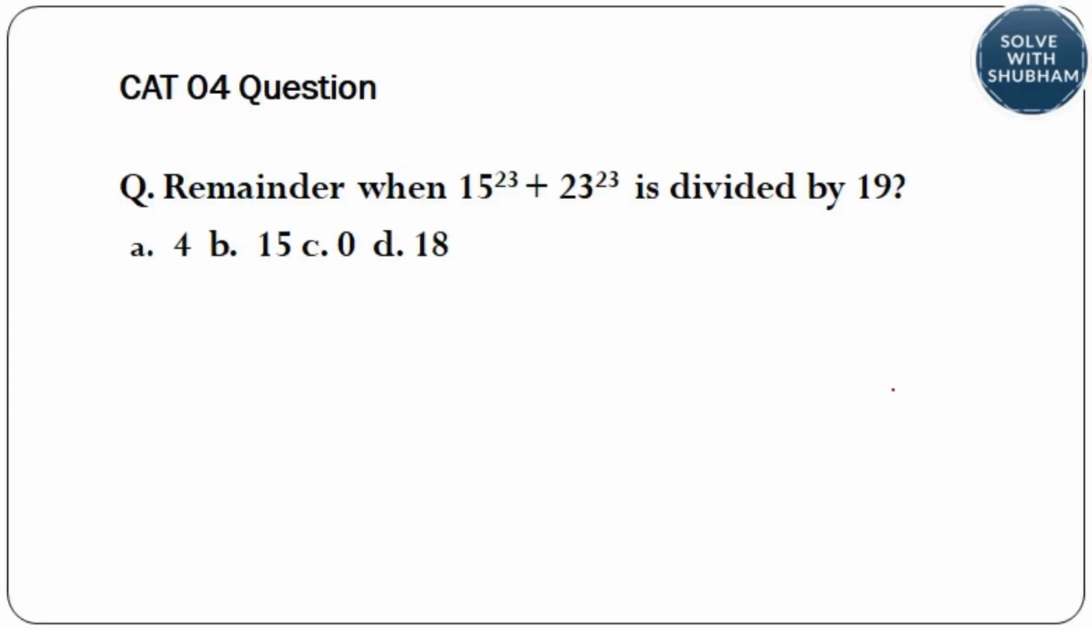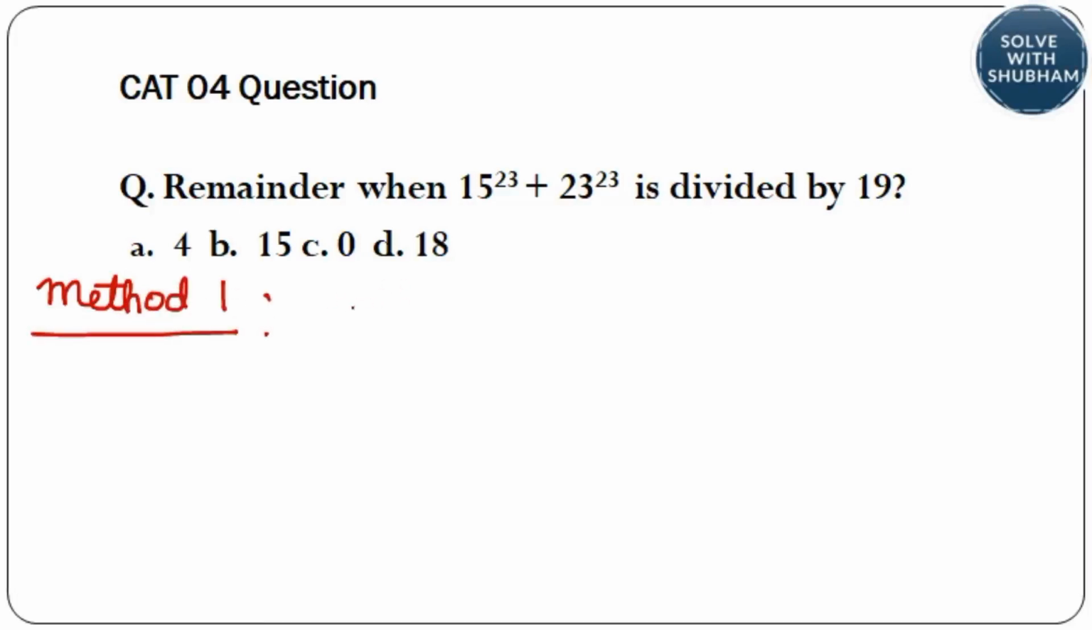This is a CAT 2004 question. It goes like: remainder when 15 power 23 plus 23 power 23 is divided by 19. We have been given 4 options. Now we will try solving it by 2 methods.